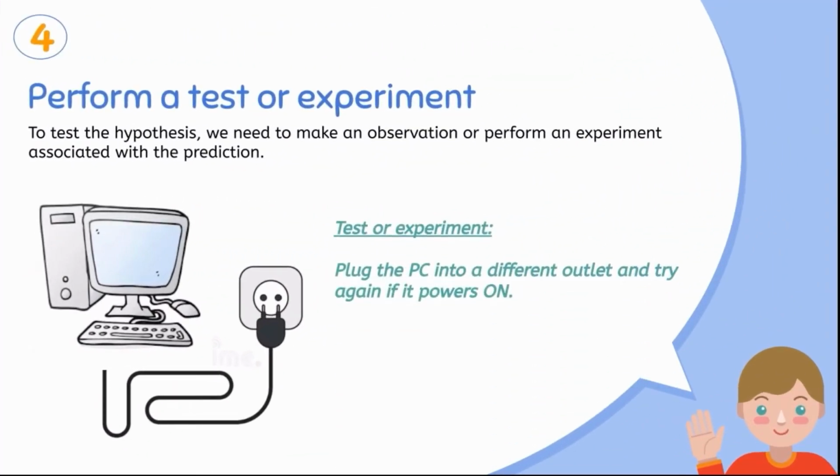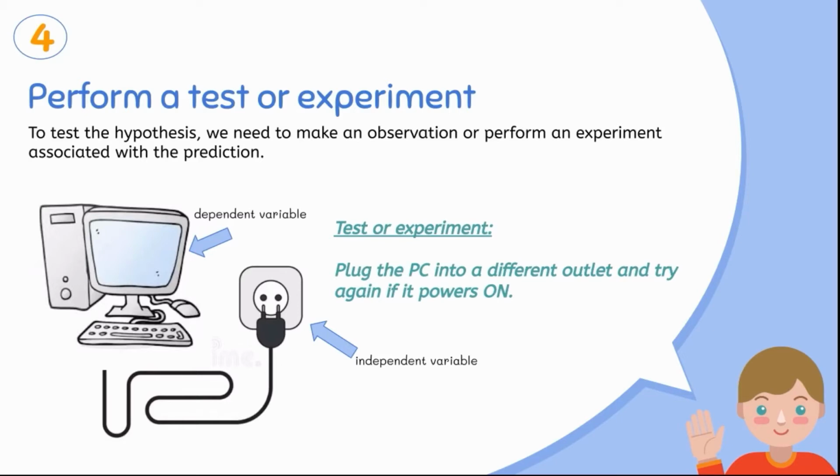Step number 4 is perform a test or experiment. To test the hypothesis, we need to make an observation or perform an experiment associated with a prediction. An experiment must have an independent and dependent variable. An easy way to think of independent variable is the independent variable is what you change, and the dependent variable is what changes because of that.